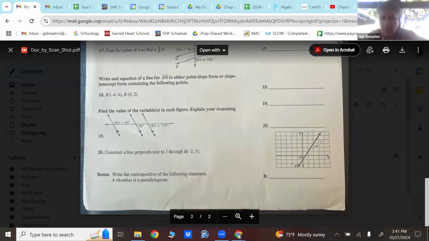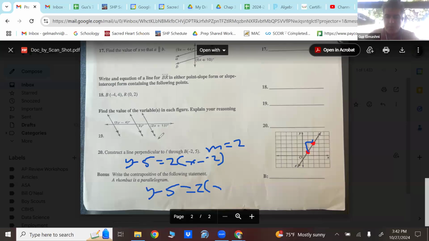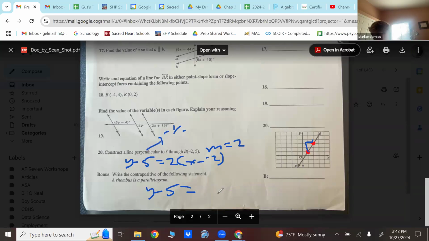Okay. Fine. What do you think the slope is of this line here? 2 over 1. Yep, 2/1 is 2. So y minus 5 equals 2 times x minus negative 2. And that should be enough. You can leave it like that. That's totally fine. Oh, sorry. No, I lied. We don't want the same slope. It's perpendicular. So we want negative 1/2.